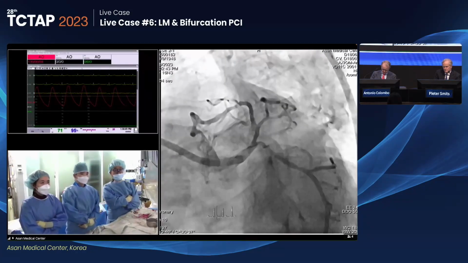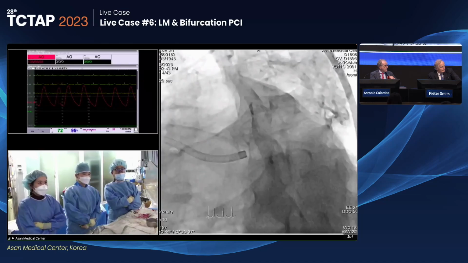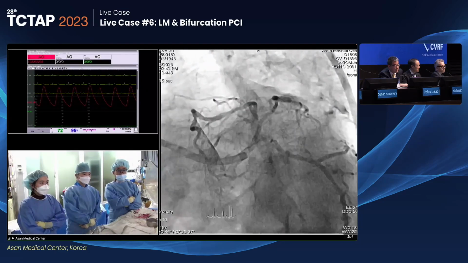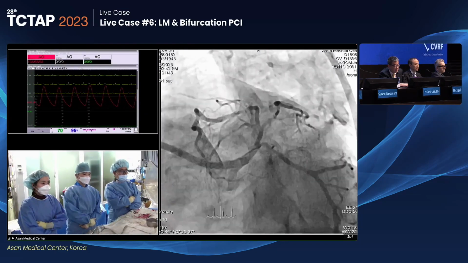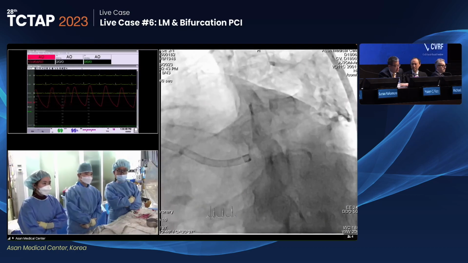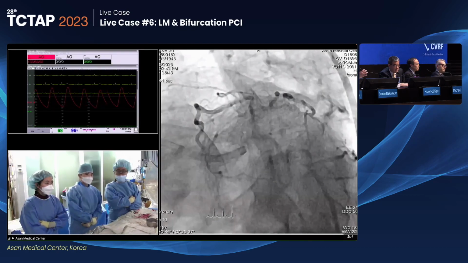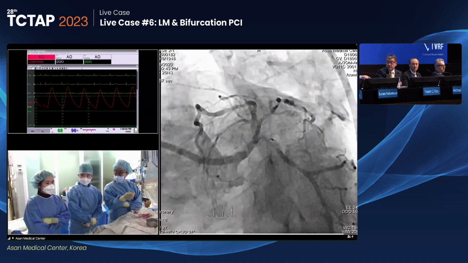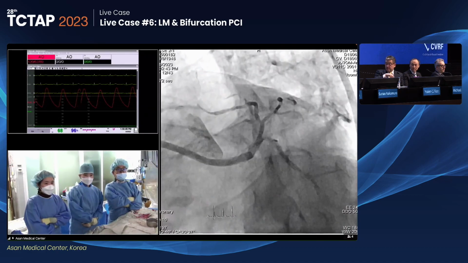Can you share with us the CTA of this patient? Because we are looking at the angiogram, yes, but can you share the CTA with us? Okay, the CTA is not prepared.